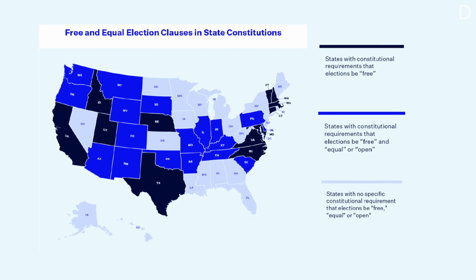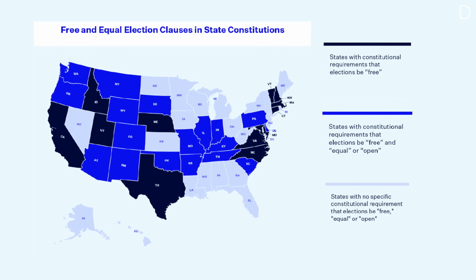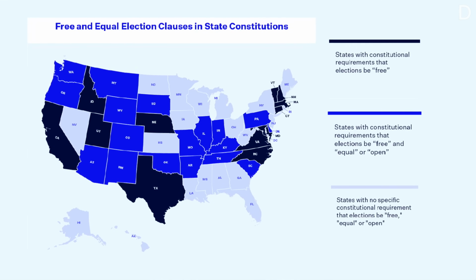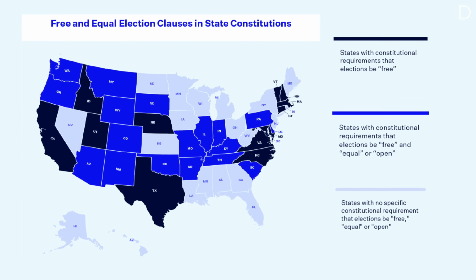With a hyper-polarized Congress and a Supreme Court unfavorable to voting rights, it's been mostly up to the states to take action to protect voting. That's where there's good news. Even though the U.S. Constitution doesn't contain an explicit right to vote, almost all state constitutions do. And in 30 states, their state constitutions contain additional voting protections. 12 states have some form of constitutional requirement that elections be free, and 18 states go even further, requiring that elections be free and equal or open.